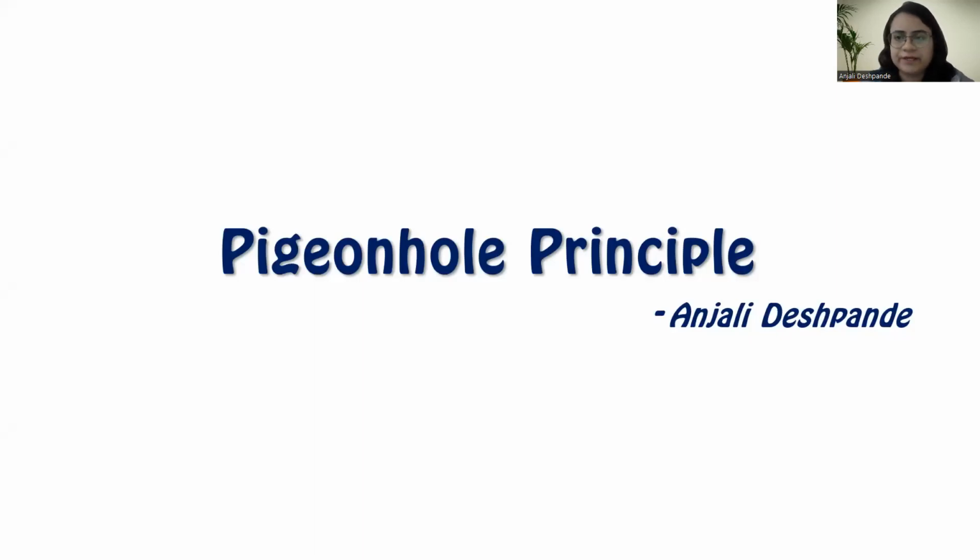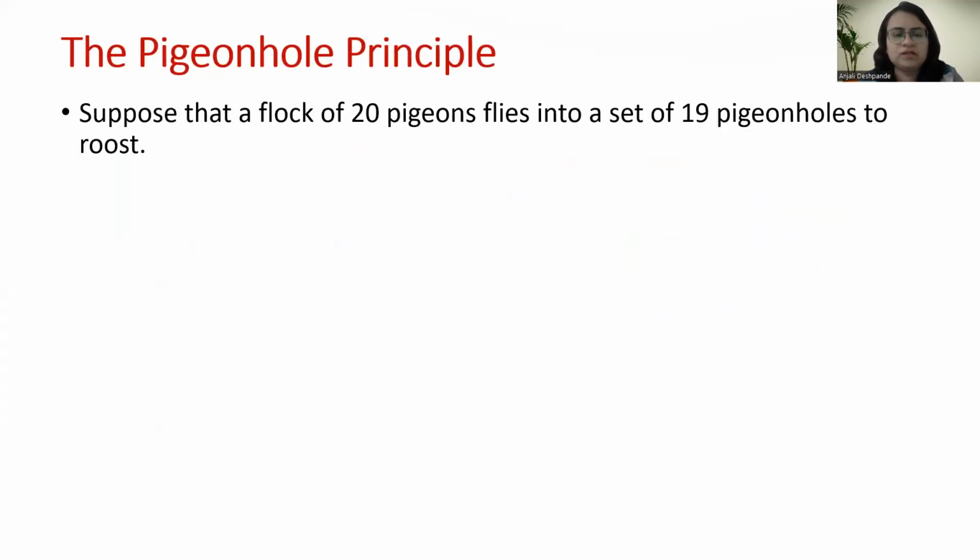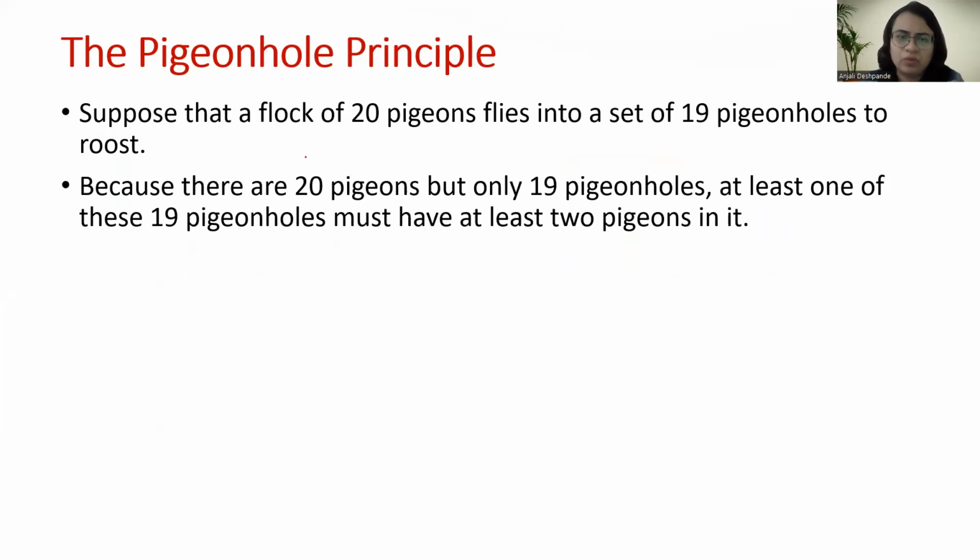So our next topic is the pigeonhole principle. Suppose that a flock of 20 pigeons flies into a set of 19 pigeonholes to roost. Because there are only 19 pigeonholes but 20 pigeons, at least one of these 19 pigeonholes must have at least two pigeons in it. Why?